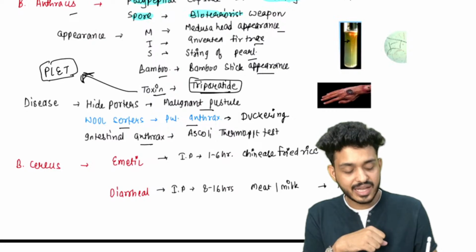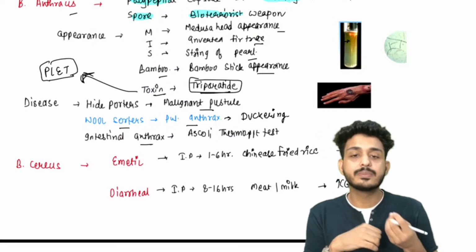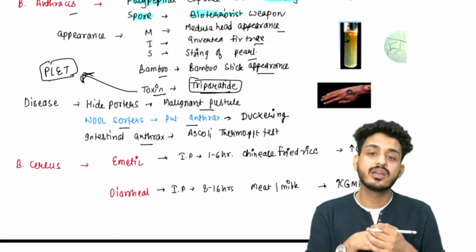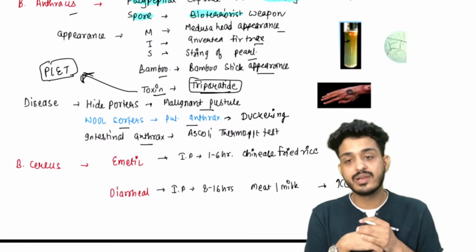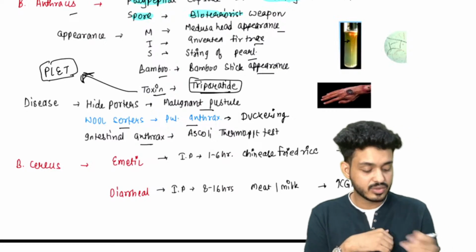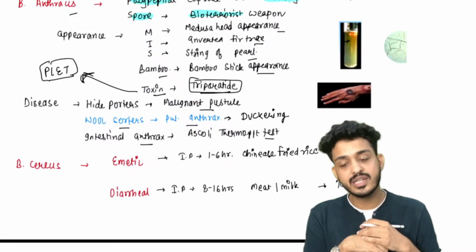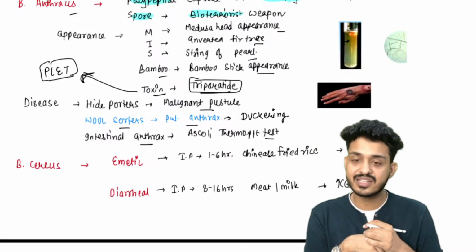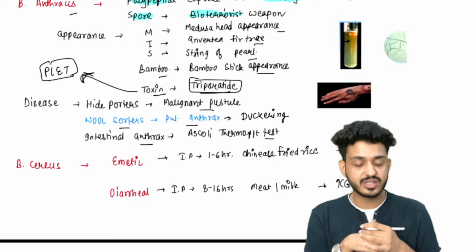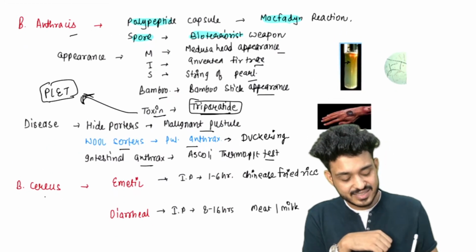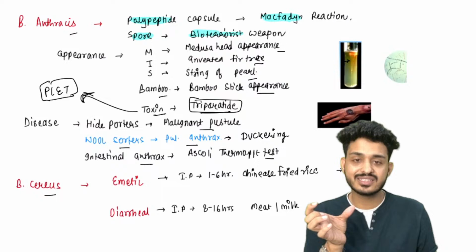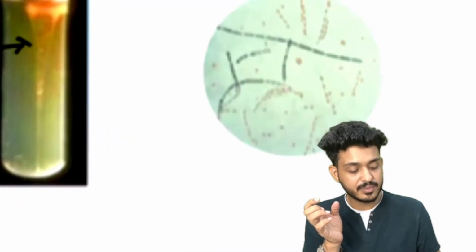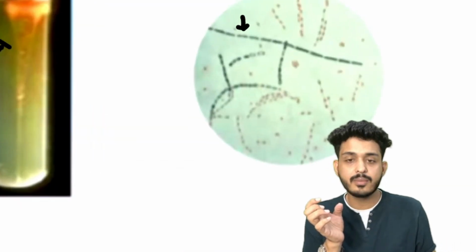Next we are having intestinal anthrax. Those people who are eating raw meat, wild meat ingestion, what will happen, you will be having intestinal anthrax. And the test we can do is Ascoli thermoprecipitation test. What is the name of the test? Ascoli thermoprecipitation test. Next is your Bacillus cereus. Bacillus anthracis we have already studied, right? This is your bamboo stick appearance.